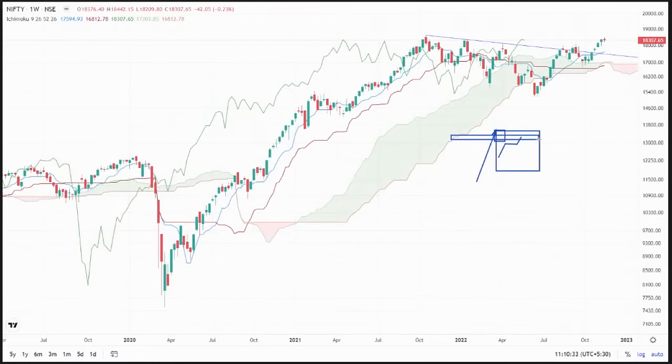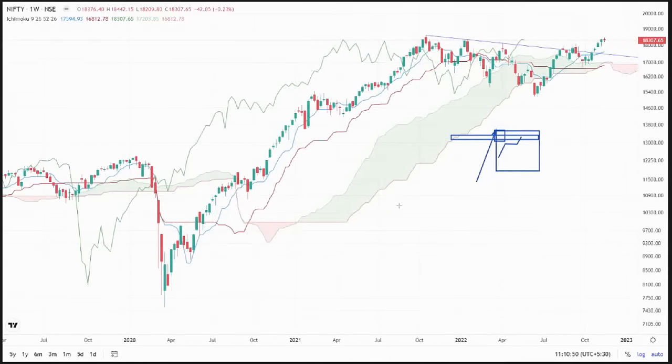So in short, the overall trend picture is very bullish. It's just that we are looking at a pullback, a good correction. Healthy corrections are always good. From a smart money point of view also, you get chances to accumulate out here.